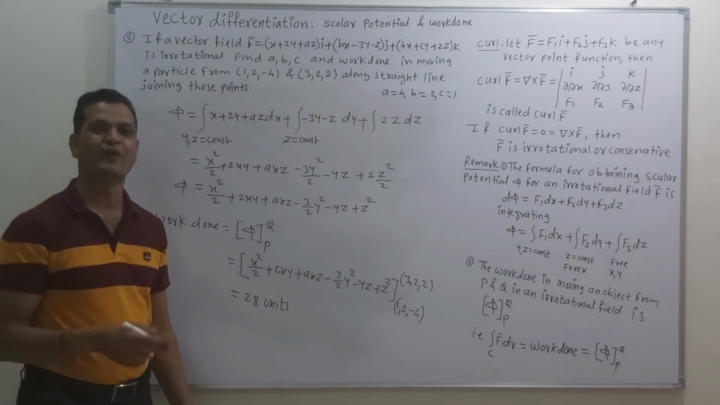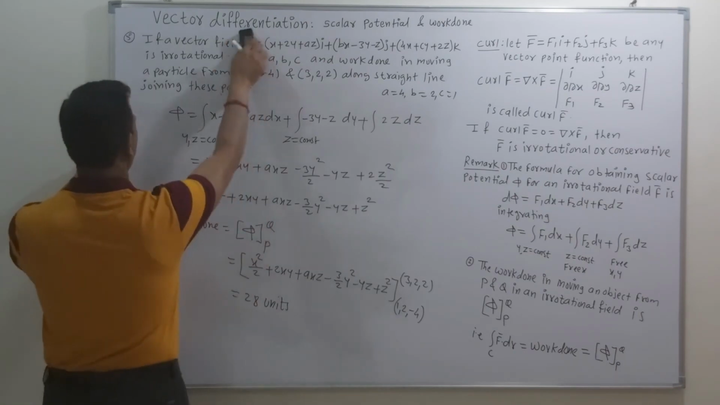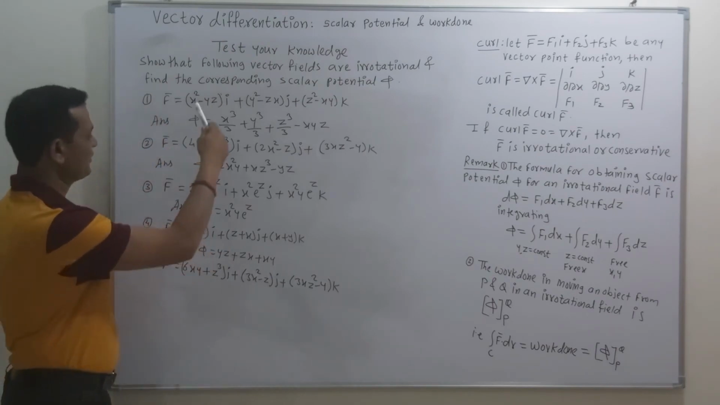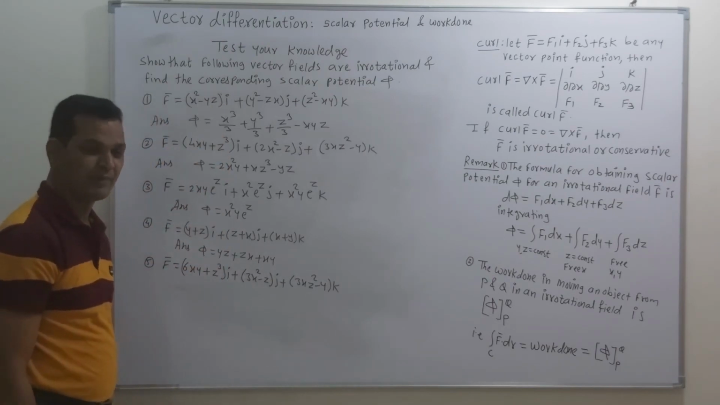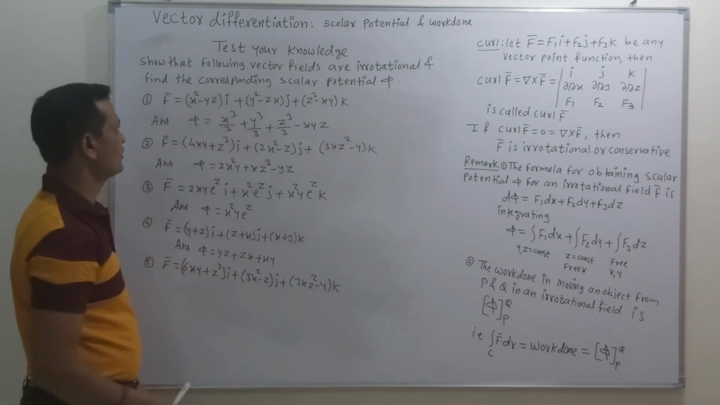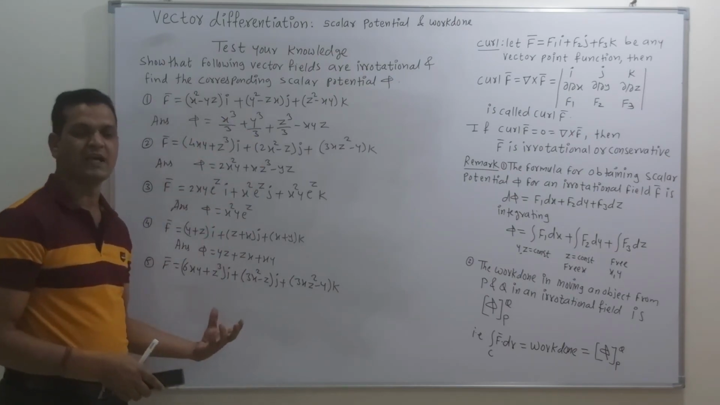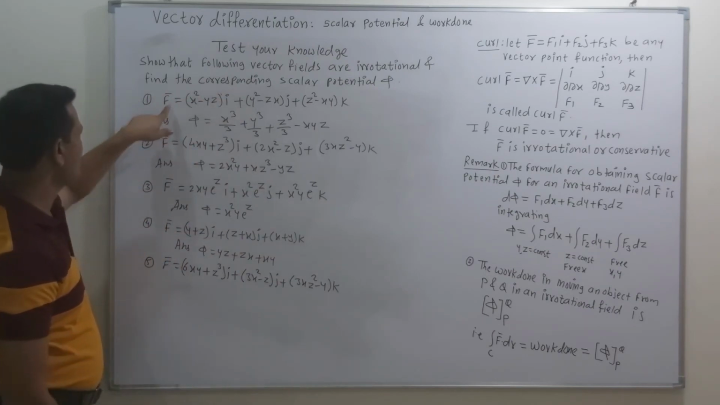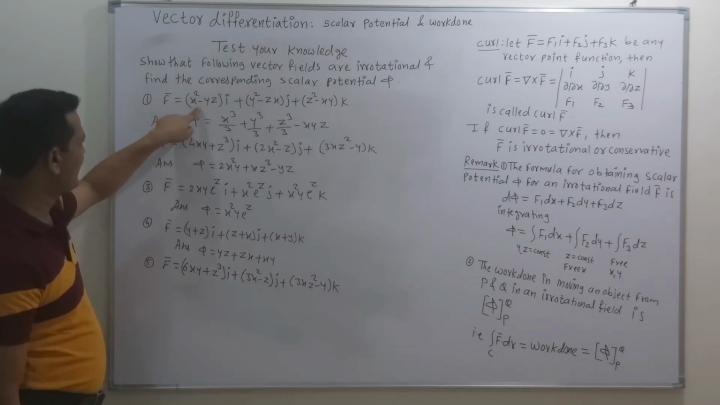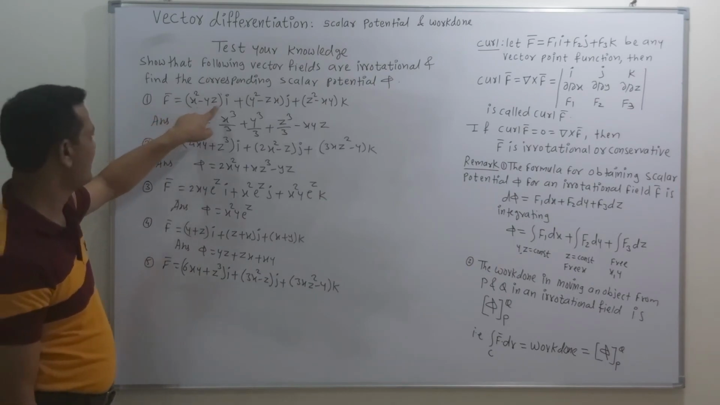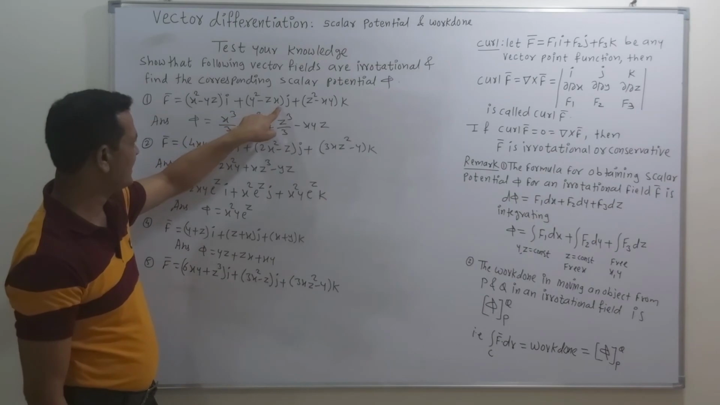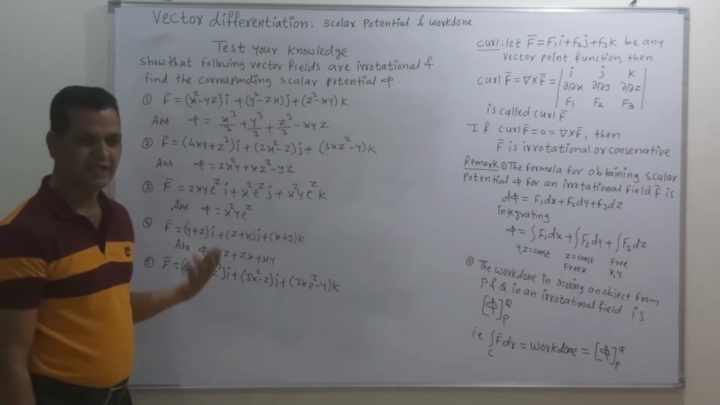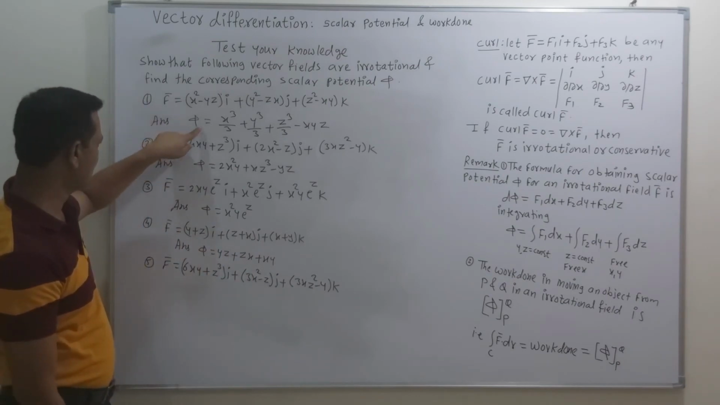Now let's take some problems for your practice purpose. Friends, time to test your knowledge. Total 5 examples are given. The question is: show that the following vector fields are irrotational and find the corresponding scalar potential phi. The first question is f bar equals (x square minus yz) i plus (y square minus zx) j plus (z square minus xy) k. Show that this is irrotational and find the scalar potential.